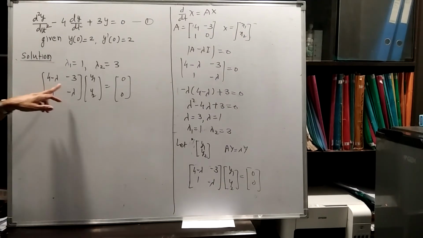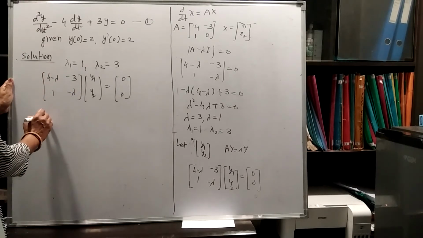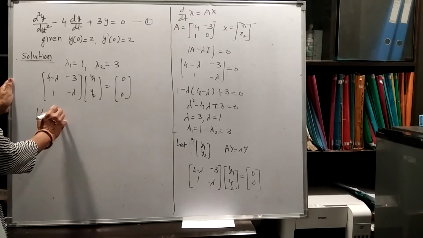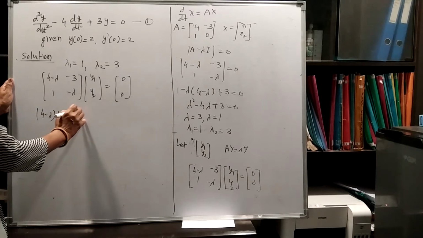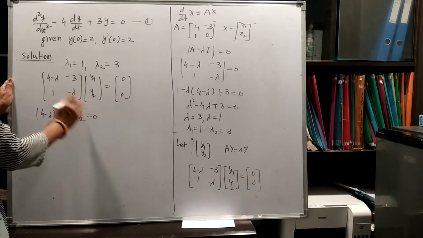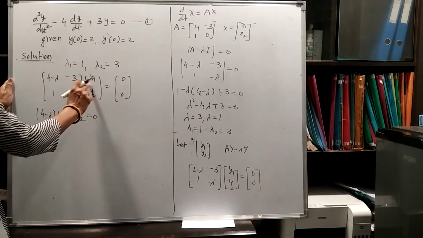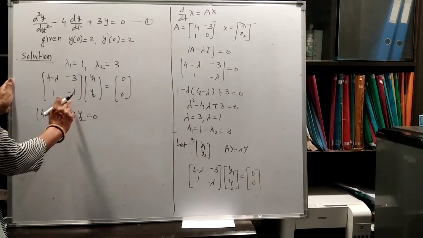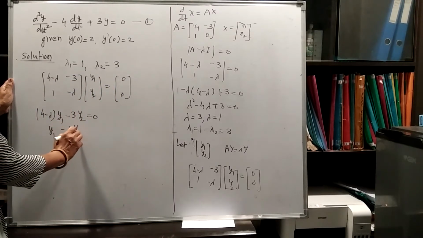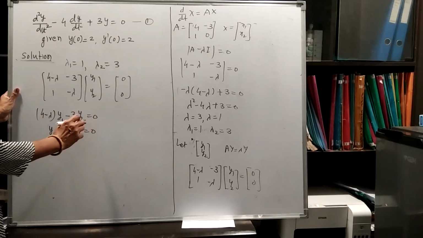Okay, so now we have to expand this one, so we'll get (4 minus lambda) y1 minus 3 y2 is equal to 0. y1 into 1, that is y1 minus lambda y2 is equal to 0. So these two equations we are getting.